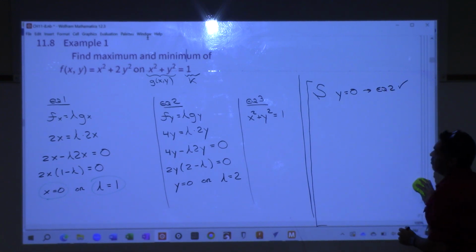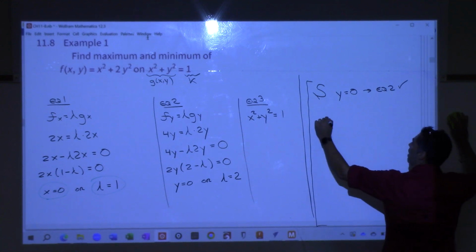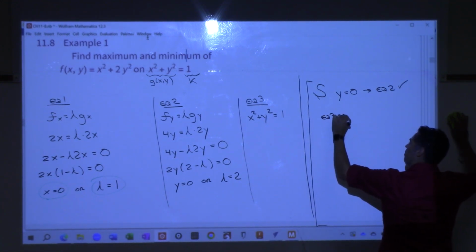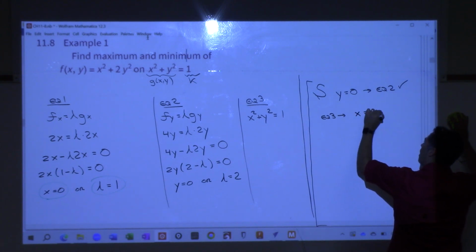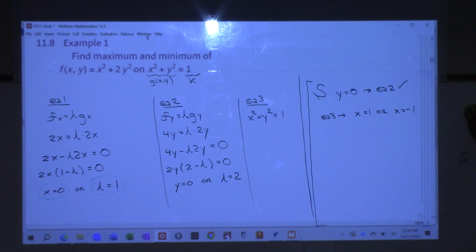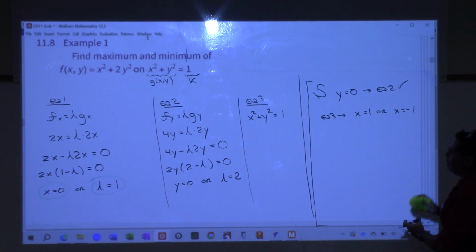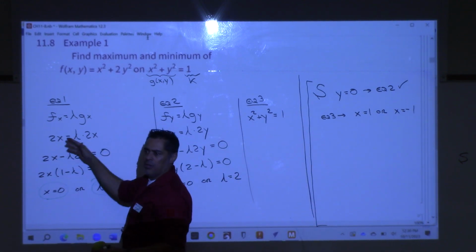All right, where do you want to go? If y is 0, where would you like me to go now? You want me to go to equation 3 or 1? It's up to you. 3? Okay. So now equation 3 tells you that, if y is 0, x has to be 1 or negative 1. We already knew that, right? Okay, and if x is 1 or negative 1, then you can go find lambda, can't you? Where can you find lambda? Equation 1. If you know x is 1 or negative 1, you can go find lambda.